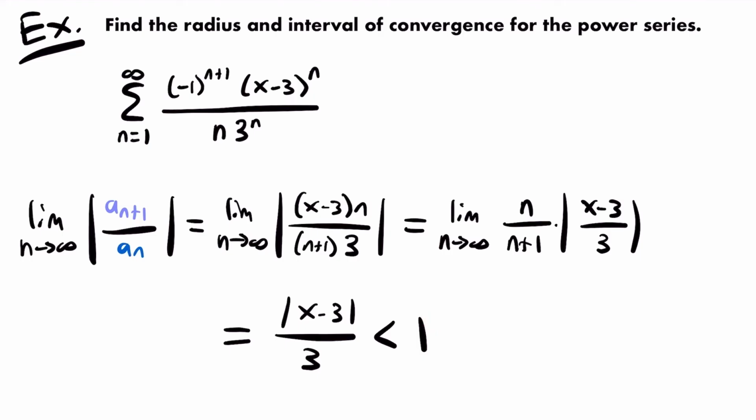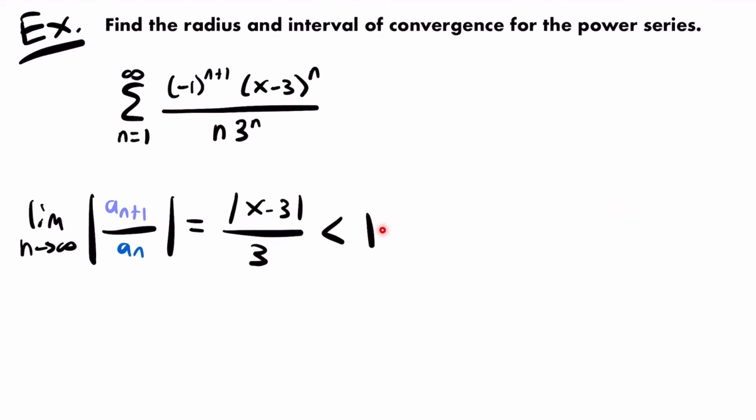And so if I clean up my work here, if we multiply both sides by 3, we'll have the absolute value of x minus 3 is less than 3, right? And so at this point right here, we can now determine the radius of convergence for our power series, because we have the absolute value of x minus 3, right? The moment that you just have the absolute value of the part with x in it from your power series less than some value, that value is going to be your radius of convergence.